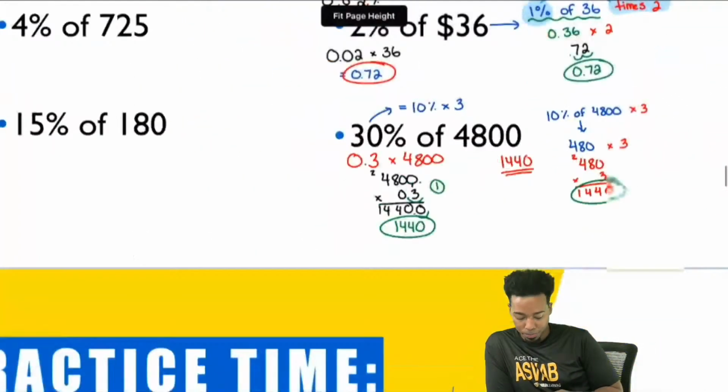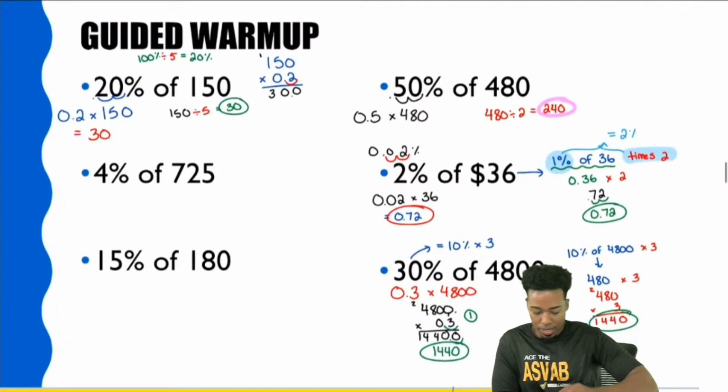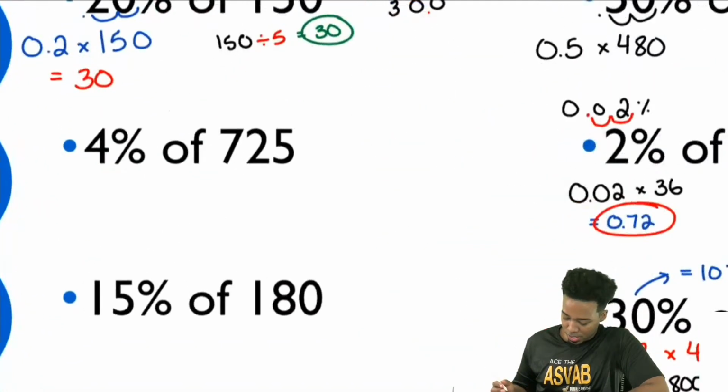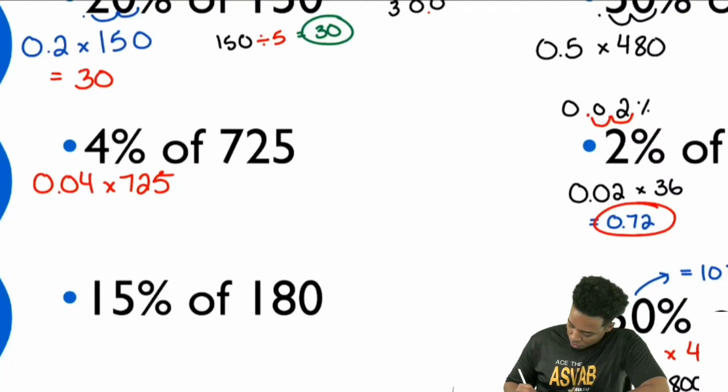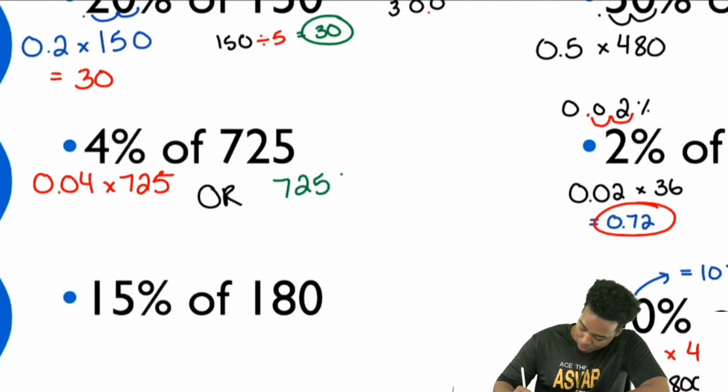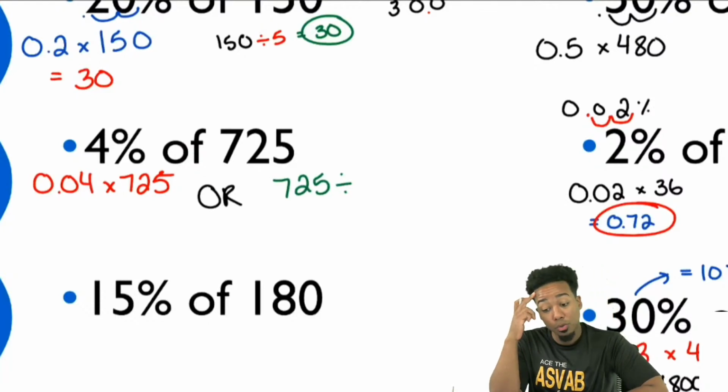So lastly, we have these two over here on the left. So if we're doing 4% of 725, two ways to do it. It can be 0.04 times 725, or it could have been 725 divided by what, everybody? 725 divided by what?